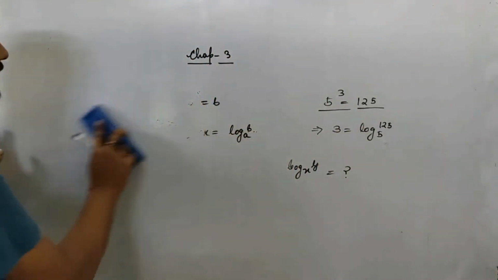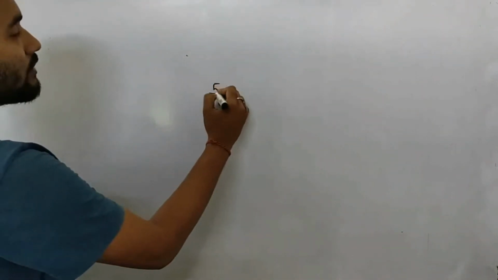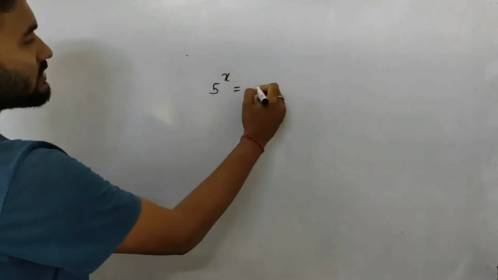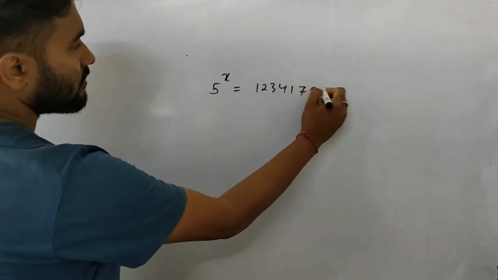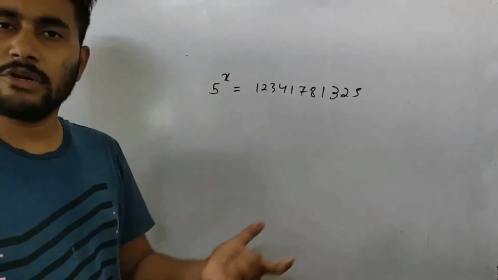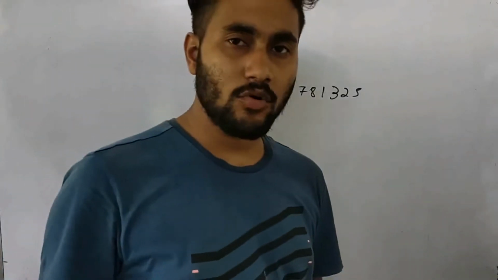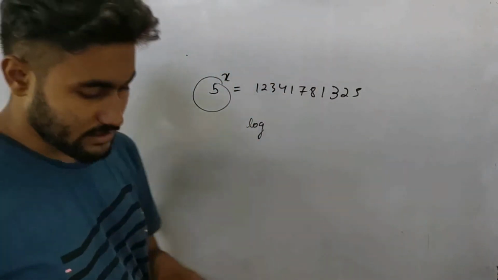Understood? Okay. So now you have learned what is logarithm. What is the use of logarithm? To do some difficult calculations. And what is logarithm? Logarithm is simply used to find the exponent of that base. So I will say 5 to the power x is equal to some huge number. What will be its exponent? We don't know. So how will we find it? Using log. Understood? So logarithm is used to find the exponent of that base.